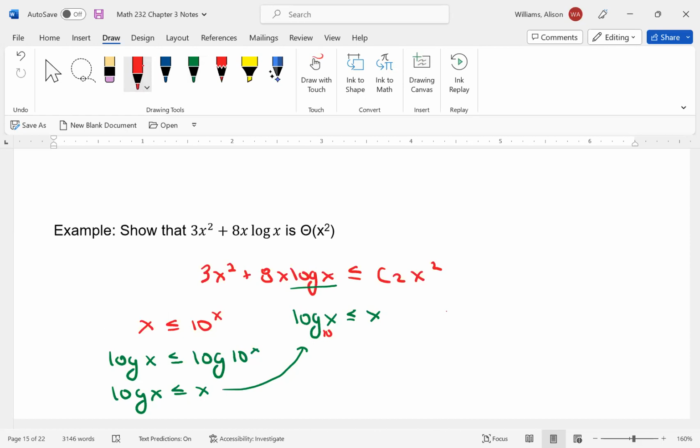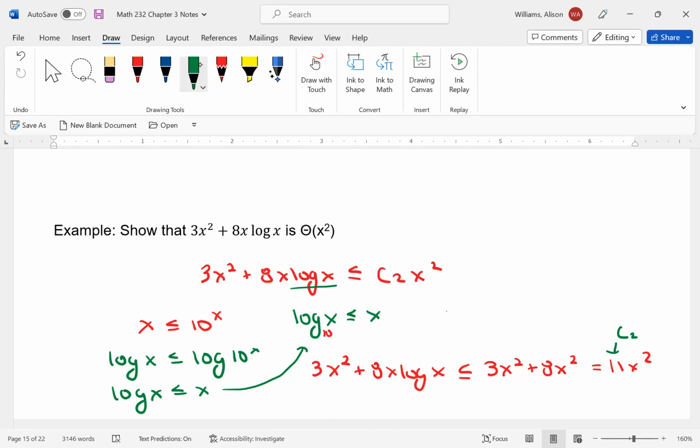That means that 3x squared plus 8x times log of x is less than or equal to 3x squared plus 8x squared. So I'm substituting, plugging in x for log of x. And that is 11x squared. So there it is. There's C2. We did it. We found C2.